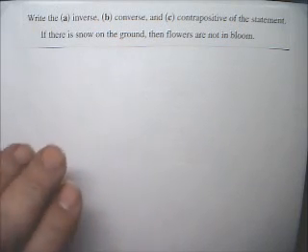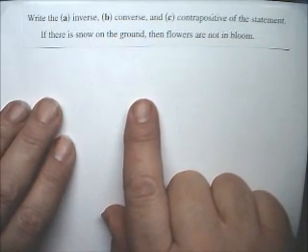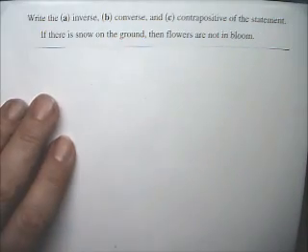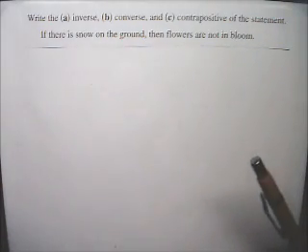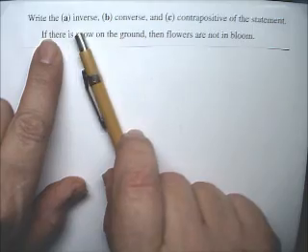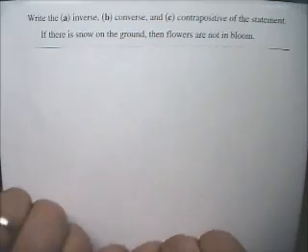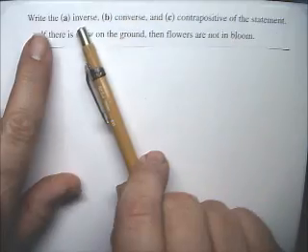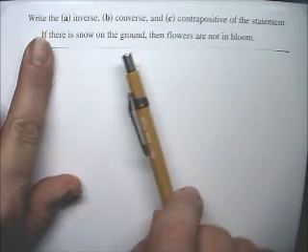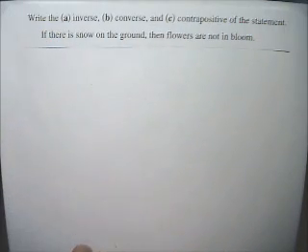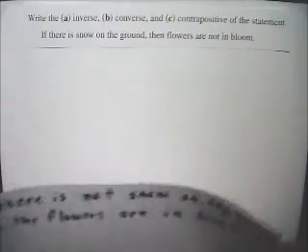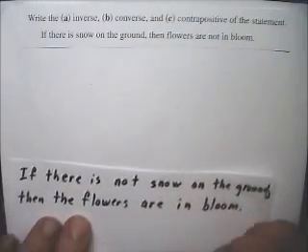Hello, this is Reasoning and Proof, Conditional Statements, Example 4. And in this statement we have to write the inverse, the converse, and the contrapositive. You really need to know these terms, and it has to do with logic, and that's what we study in geometry, is a lot of logic and proving things.